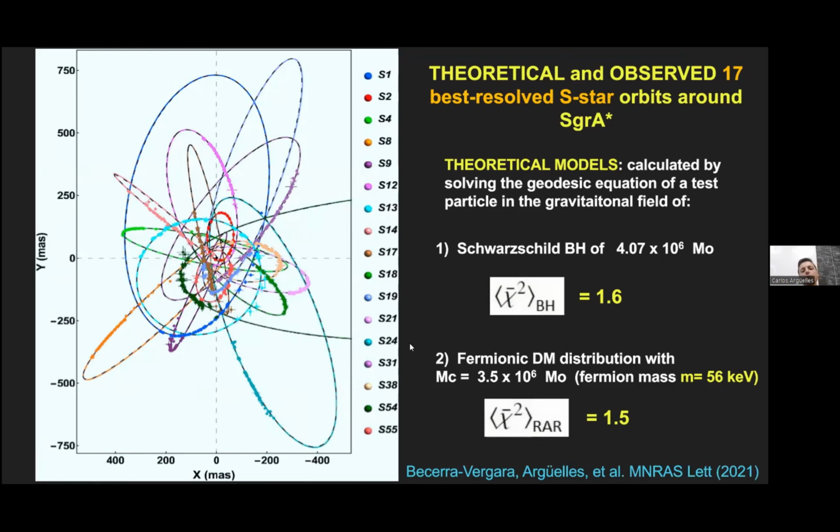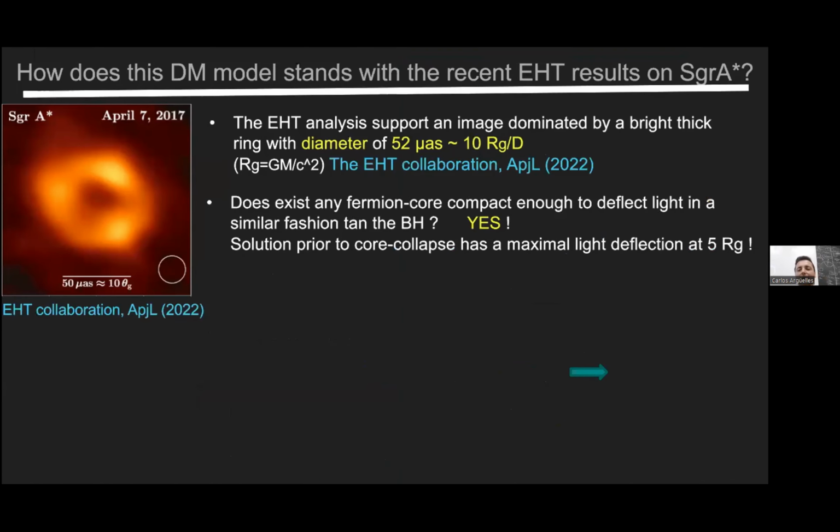Therefore, a question that you may be wondering right now is, we have seen recently the EHT image of the so-called black hole at the center of our galaxy. And interestingly, an important question is how this dark matter model stands with respect to these recent EHT results. So this is a picture from the paper of the EHT collaboration, where they show this bright, thick ring of light, which has a diameter of 50 microarcseconds, so roughly 10 angular gravitational radii. Remember that a gravitational radius is GM over c squared.